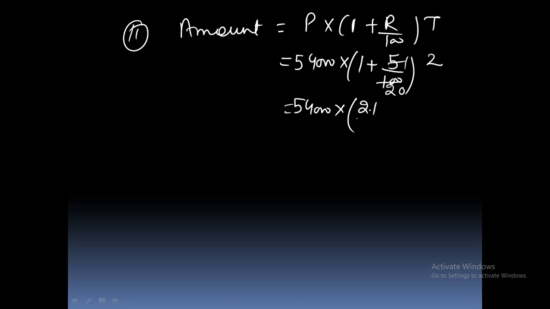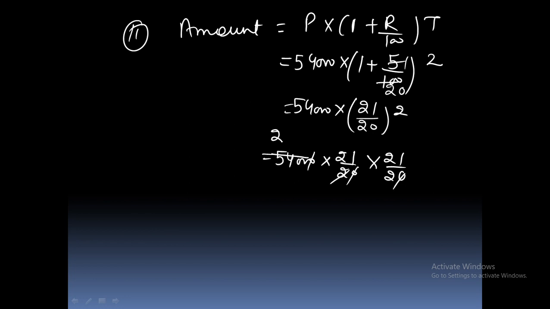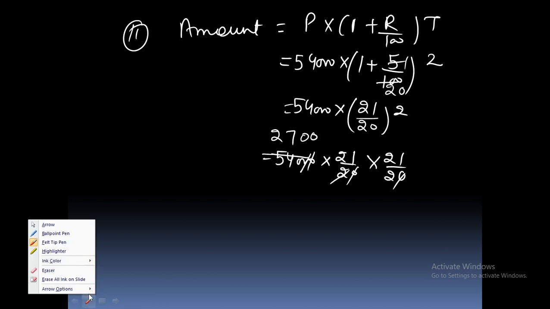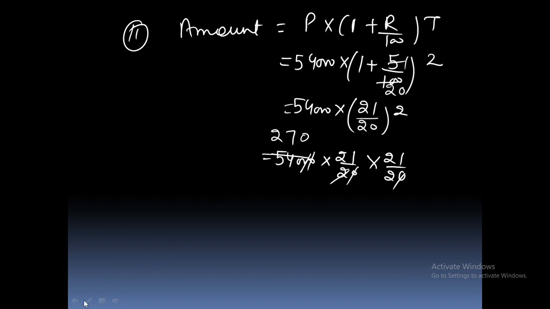After solving this statement, we will get 21 by 20 power 2. 54,000 multiply 21 divided by 20, 21 divided by 20, zero cut with zero. 2 2 is 4, 2 7 is 14, 2 0 0. Two ones are 2, two ones are 2, 2 3 is 6, 2 5 is 10.